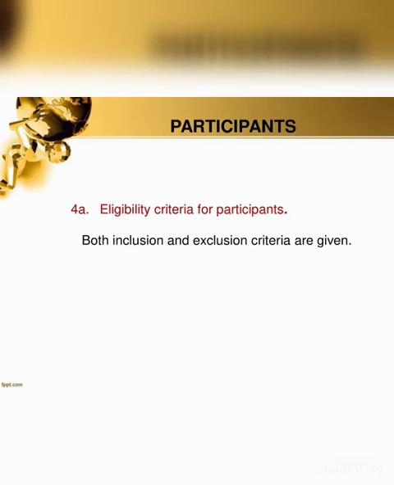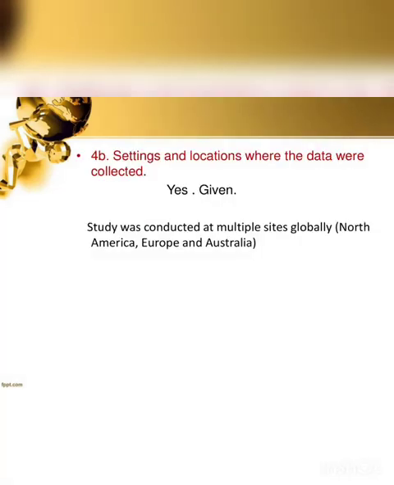Next, coming to fourth question, whether the eligibility criteria was given. Yes, both the inclusion and the exclusion criteria were clearly mentioned in the study. All the inclusion criteria by which the patients were selected were clearly mentioned, and also the exclusion criteria, how the patients were excluded, also mentioned in the journal. Whether the study location was mentioned, yes, it was given. It's multiple sites globally around the world.